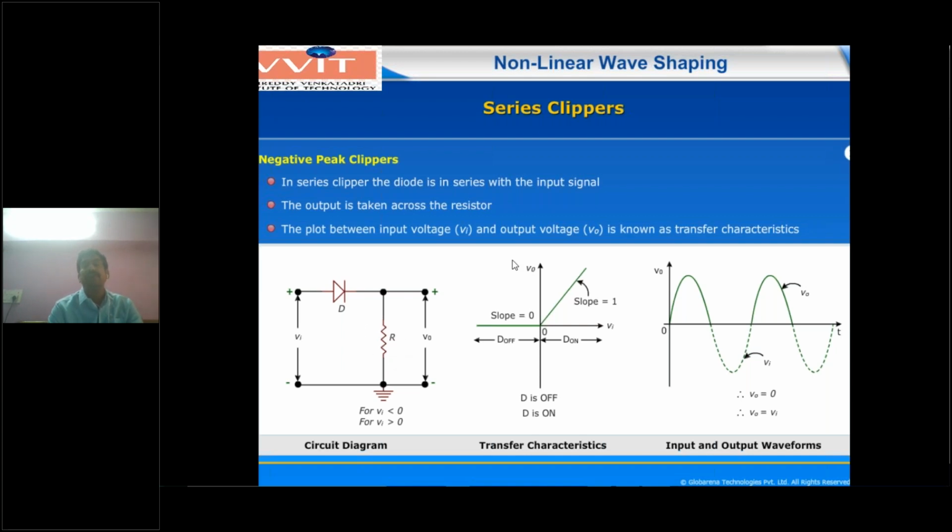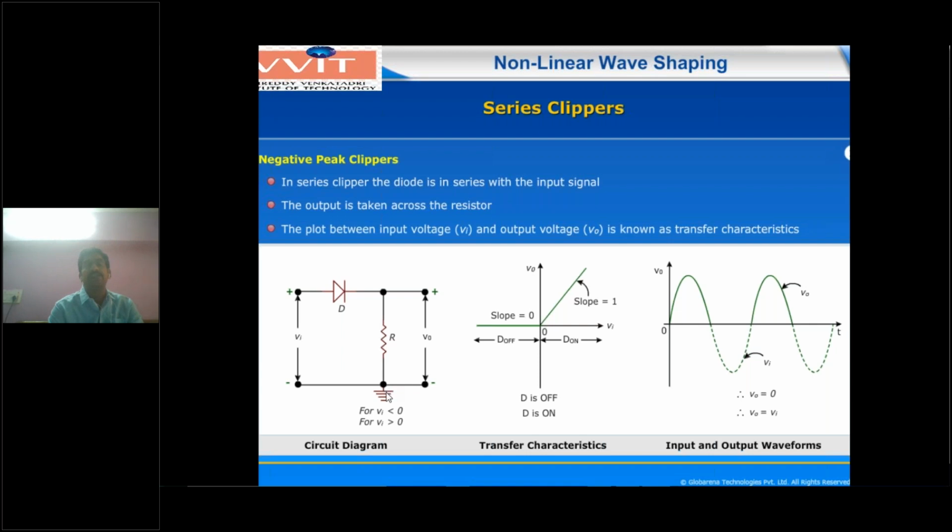Now what is meant by the transfer characteristic? Previously, in a VI characteristics graph, the x-axis is voltage and the y-axis is current. Here we consider input voltage and output voltage, and that graph is called the transfer characteristic curve. The x-axis is VI and the y-axis is V0. This is the output waveform. The input waveform is sinusoidal, containing both a positive peak and a negative peak.